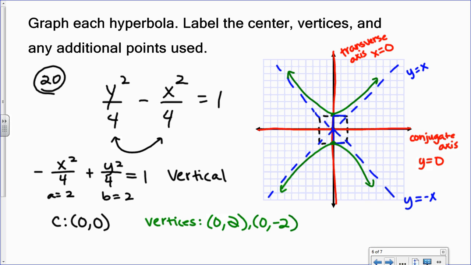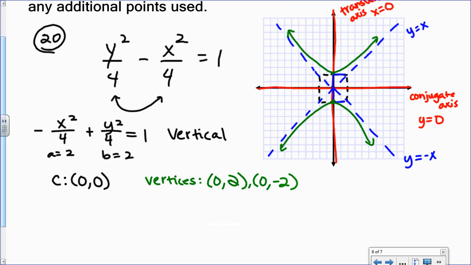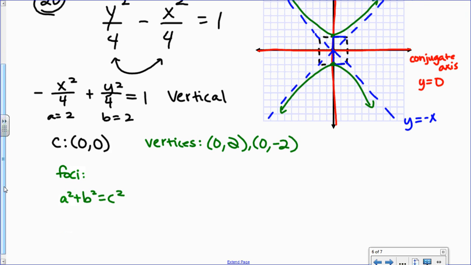The last thing is the foci. So a squared plus b squared equals c squared. So 4 plus 4, that's 8. So c is the square root of 8. So you have to know what that is approximately so you can graph it. So it's close to 3. Should be close to 3.